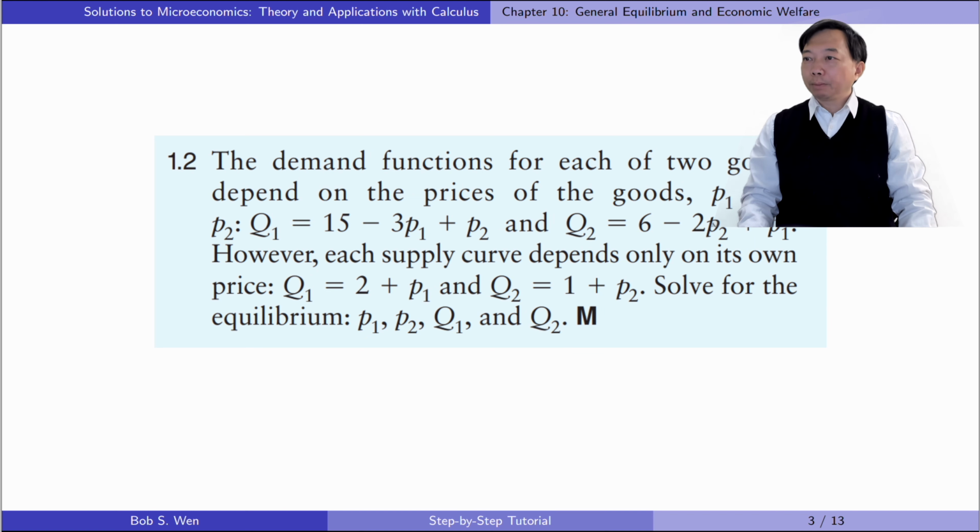Let's solve exercise 1.2. The demand functions for each of the two goods depend on the prices of the goods, P1 and P2. Q1 equals 15 minus 3 times P1 plus P2, and Q2 equals 6 minus 2 times P2 plus P1. However, each supply curve depends only on its own price. Q1 equals 2 plus P1, and Q2 equals 1 plus P2. Solve for the equilibrium P1, P2, Q1, and Q2.